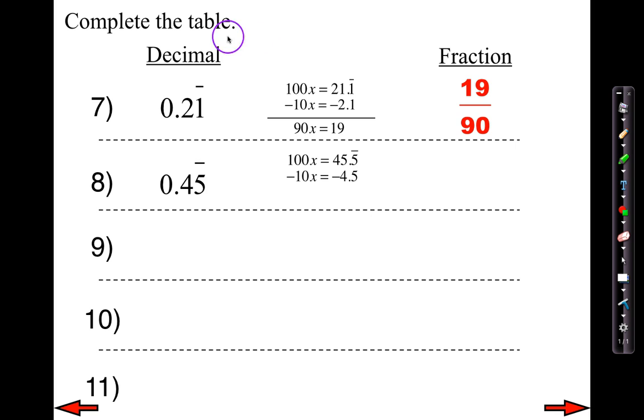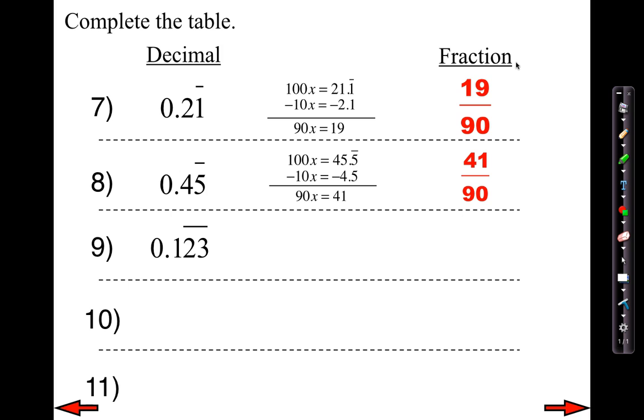So here, notice I saved myself that step and made sure to multiply the entire bottom equation by a negative because I knew that I was going to eliminate the repeating decimal. So here I'm left with 90x equals 41. Divide both sides by 90, and I'm left with 41 over 90. Now notice I'm stopping because I recognize that I cannot reduce it.